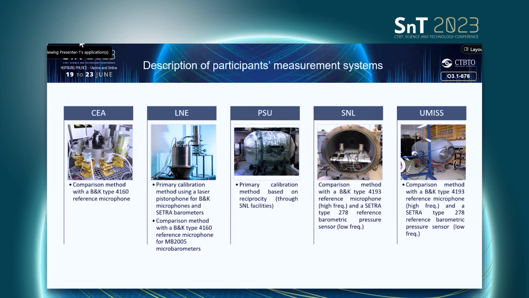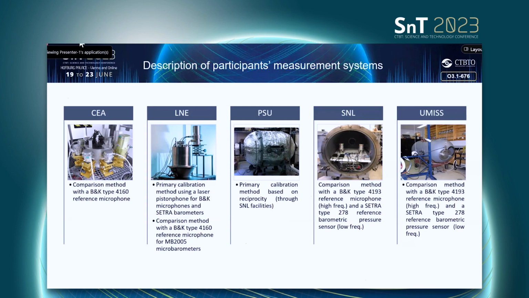LNE used two different methods. First, for the calibration of the microphones and the CETRA barometers, LNE used a primary calibration method, the laser pistonphone method. And for the calibration of the microbarometers, LNE used a comparison method, with the same device but as an active coupler, and by using a reference microphone BNK type 4160. PSU used the facilities from Sandia for their calibrations by using a primary calibration. It's a very original implementation of the reciprocity calibration technique on a very big cavity.